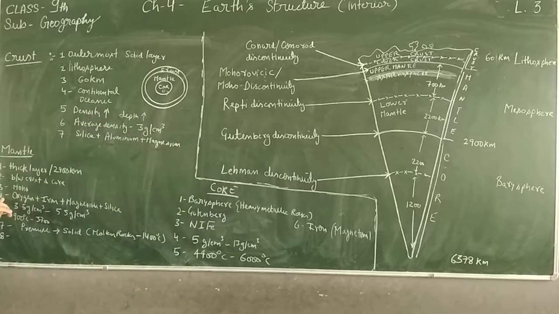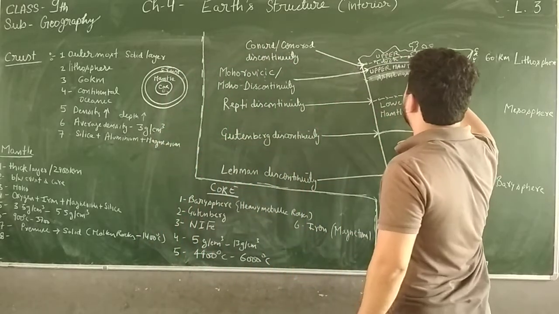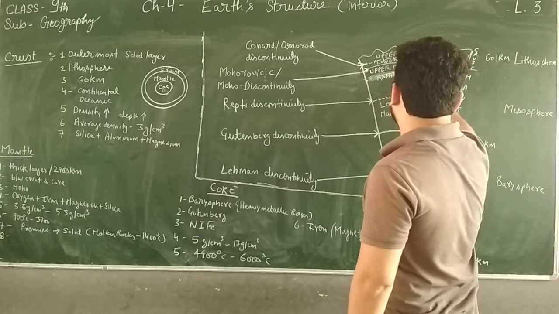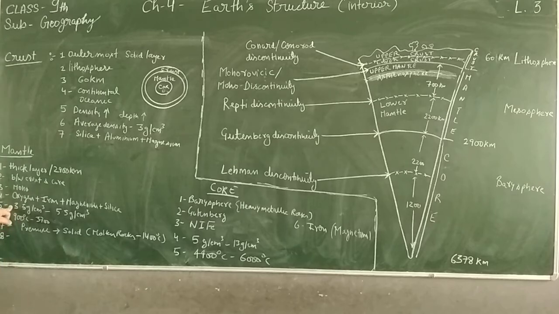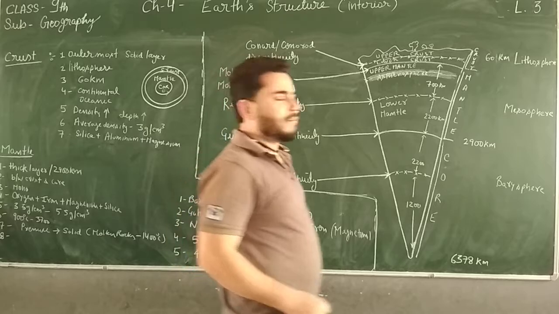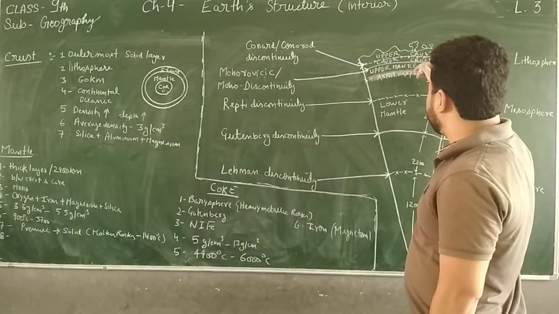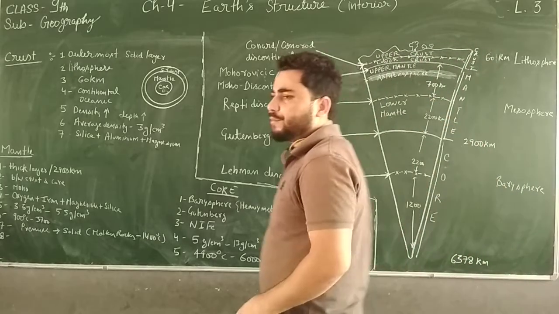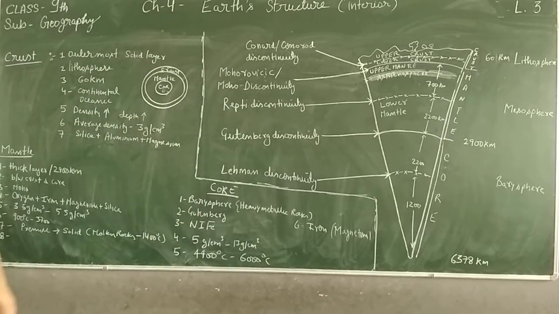Then what is it composed of? As I told you, the upper mantle is composed of silicon and magnesium, as well as oxygen also. So this is composed of silicon, magnesium and oxygen, right? Then what is the density? Density starts from 3.5 gram per centimeter cube to 5.5 gram per centimeter cube. That is the average density, and density keeps increasing as we go downside.